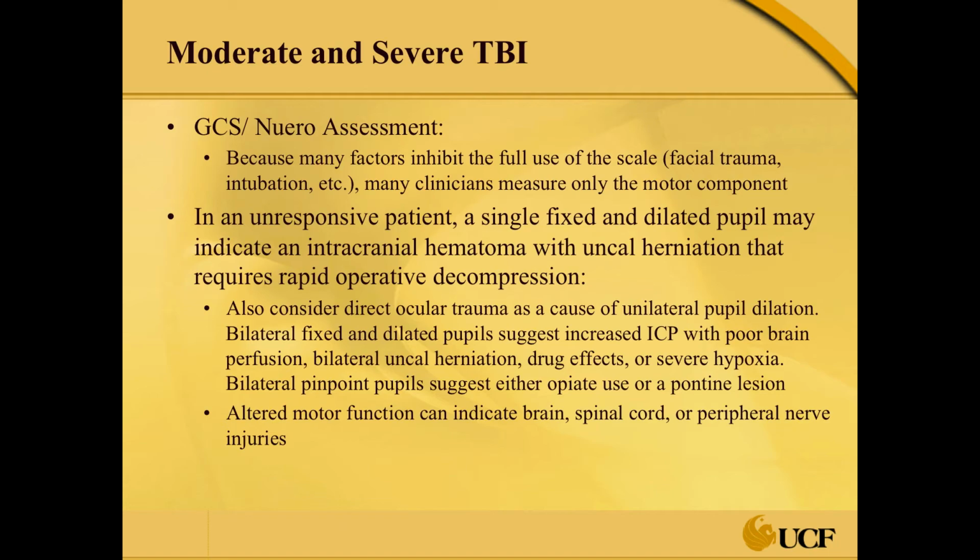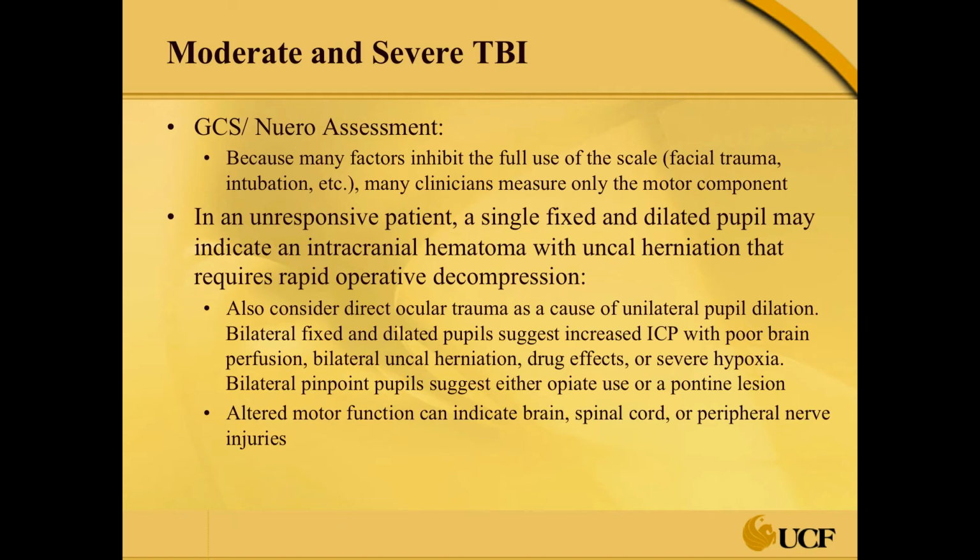So we need to consider direct ocular trauma as another cause of pupil dilation. Bilateral fixed and dilated pupils can, like I mentioned before, suggest increased ICP and poor brain perfusion, and bilateral uncal herniation, which remember is where the brainstem is being shoved down the foramen magnum, drug effects, or severe hypoxia. Bilateral pinpoint pupils suggest either opiate use or a pontine lesion.